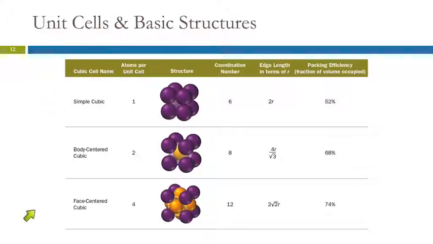So here are the 3 main cubic cells that we're going to look at, and we'll look at these in detail, but this is sort of a summary. There's a simple cubic, a body-centered cubic, and a face-centered cubic cell. And this compares coordination numbers, gives the equation for the edge length, gives the packing efficiency, and the number of atoms in a unit cell.